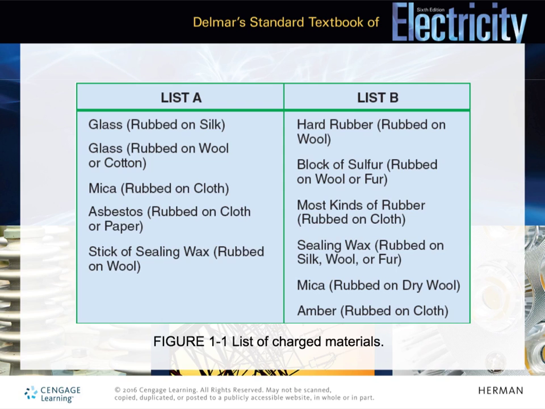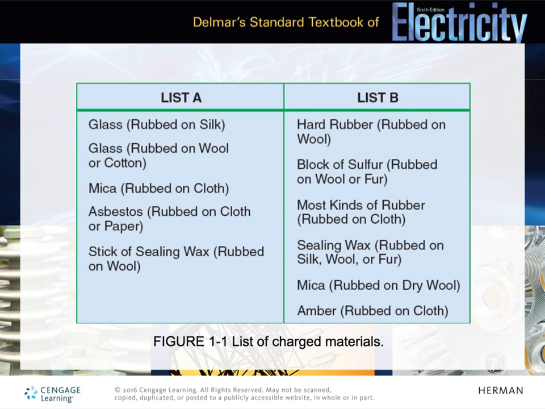So here is an example of Dufay's two lists. He had identified two types of charges. He wasn't sure what to call them, but he put all the one type of charge onto list A, all the second type of charge onto list B.